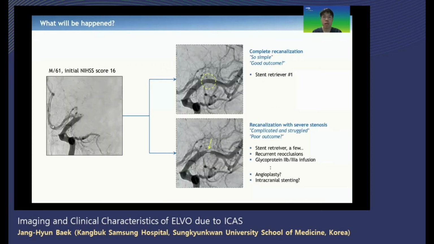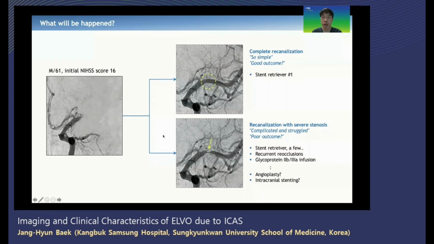Let's begin with the real case. This is a common case with a left middle cerebral artery occlusion. What do they have to do for this occlusion? It may be easily and completely recanalized with only one stent retrieval pass. It may take less than 20 or 30 minutes to get a successful recanalization.